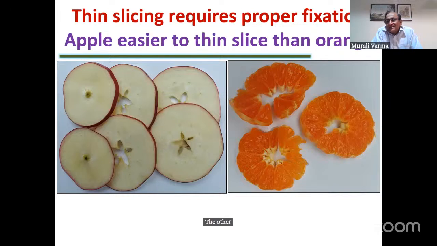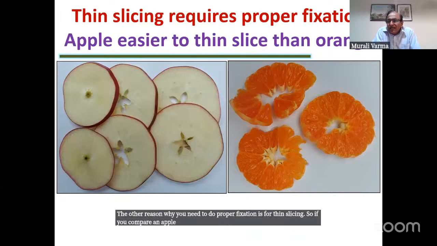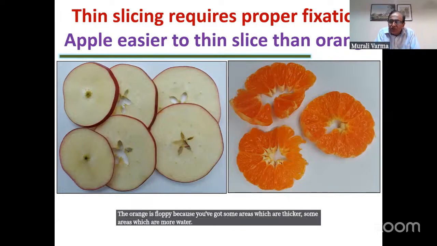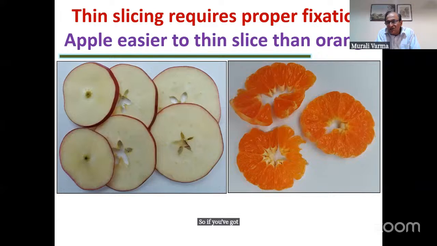The other reason why you need proper fixation is for thin slicing. If you compare an apple and an orange, it's much easier to take thin, even slices of an apple than it is of an orange. That's because the apple has an even consistency, so it's easy to make thin slices. The orange is floppy because you've got some areas which are thicker, some areas which are more watery. The same thing is true with tissue. If you've got tissue which is unfixed or semi-fixed, it's very difficult to take thin, even slices. So it's much easier to take thin, even slices of a specimen once it's been fully fixed. So I would strongly recommend you fix the specimen properly before you start slicing into it in detail.